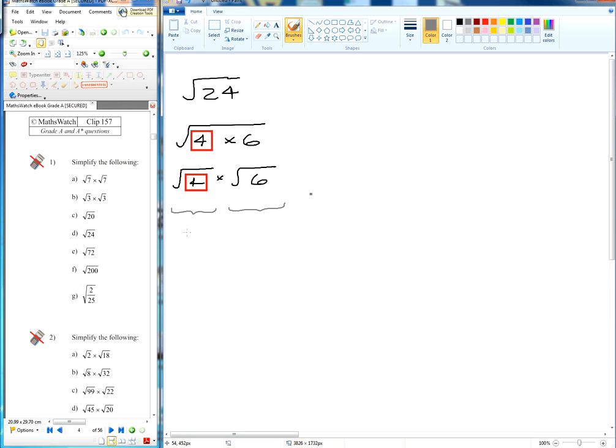So root 4 will give us, what's the square root of 4, folks? 2. And root 6, will that give us anything? No? So we just rewrite that as 2 root 6, finished. So the root of 24 can be simplified into root of 4 times by 6. Then we can split it, then we can square root it, and that gives us 2 root 6 for number 24. Let's do 72 now.